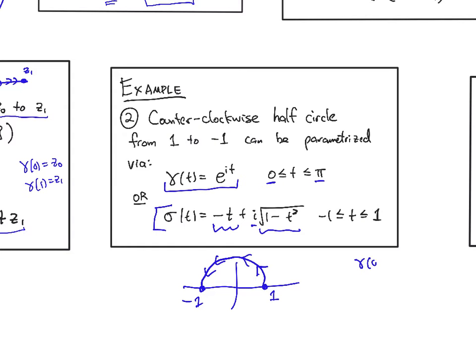So I have gamma of 0 is 1 and sigma here starts at minus 1 and goes to 1. So they're parameterized on different intervals. But sigma of minus 1 maps to 1 as well. And they have the same endpoints. So gamma of pi gives me minus 1. Sigma of 1 gives me minus 1. And then if you were really interested in the details, you could check that these were actually equivalent. We won't go through that, but maybe just leave it as an exercise.